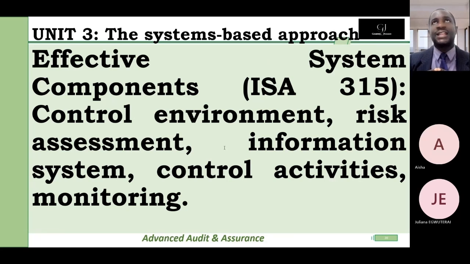So we have frameworks like COBIT. COBIT is the control objectives for information and related technologies. It provides best practices for internal control. So you can take that down and do a further study on COBIT. It's called Control Objectives for Information and Related Technologies. This framework provides best practices for IT control and how to harness information systems in a company. So that speaks to information system.